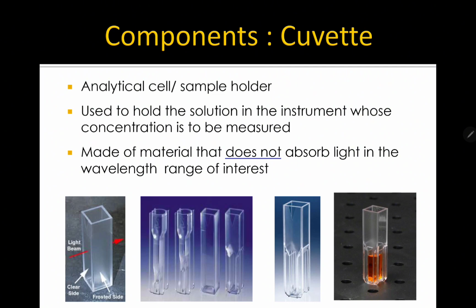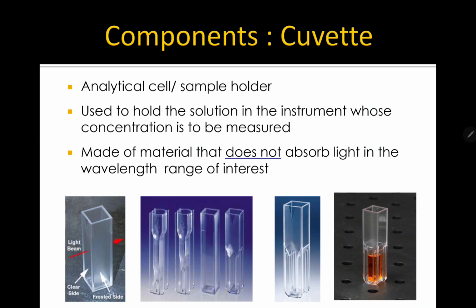Remember, in Beer's law, the thickness of the cuvettes is usually given. It can be 2 centimeters thick, 5 centimeters thick, depending on the brand and the machine. Remember that these are analytical cell sample holders, so they are used to hold the solution in the instrument whose concentration is to be measured. They are made of materials that do not absorb light in the wavelength range of interest.